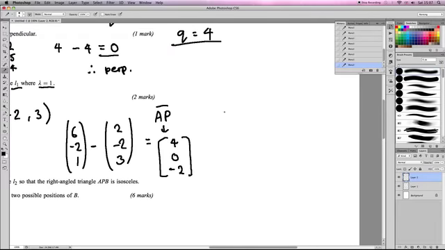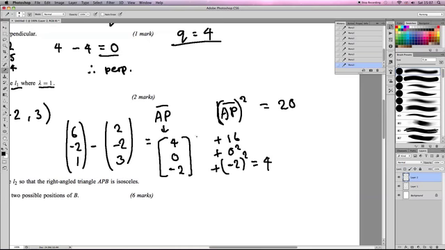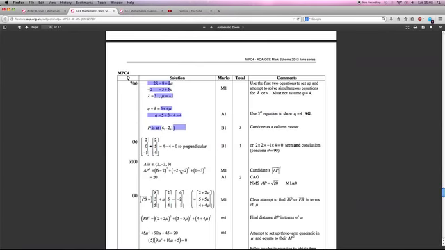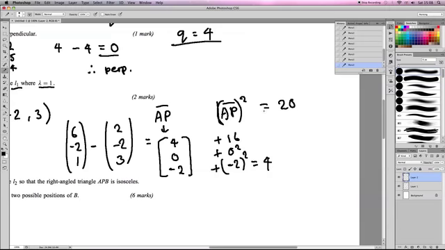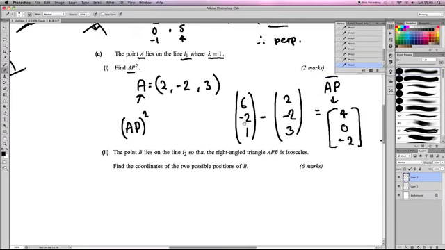But then we want to find AP squared, or the magnitude of AP. So we're just going to do 4 squared and minus 2 squared. 4 squared is 16, and we want to add them up, so 16 plus 4. Technically there's a 0 squared there, but we want to add 0. So that should be equal to 20. Let me check the answer. Yeah, there you are, 20. So we got 20 right here.